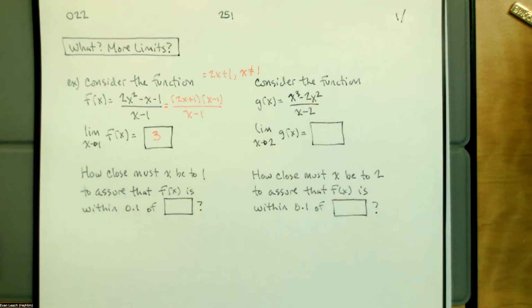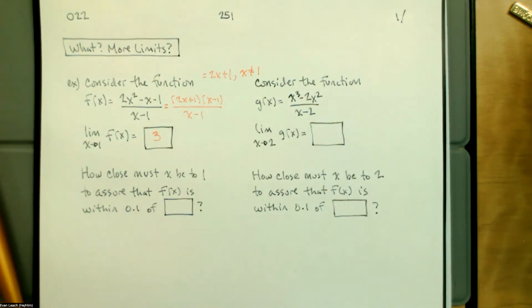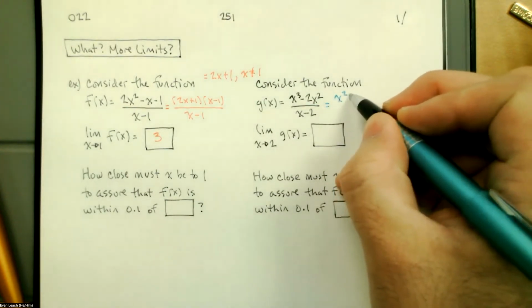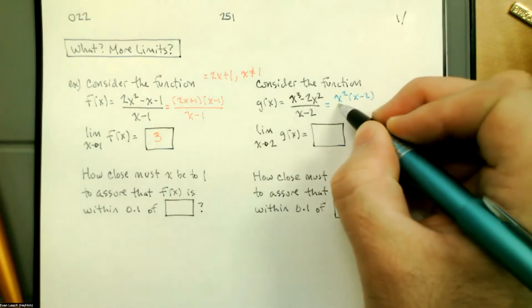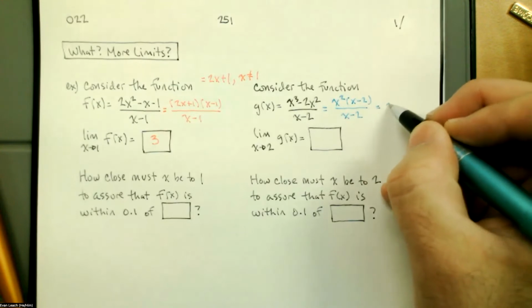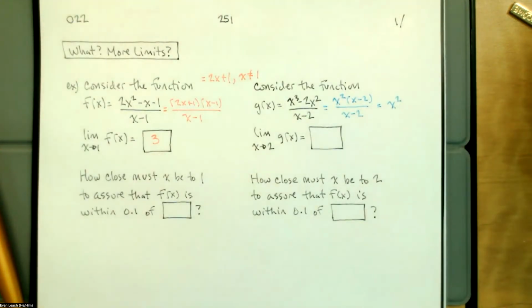The same thing happens over in our g of x. There's this x minus 2. That's what's causing our problem. We can't just plug in the 2. So we're going to rely on a little bit of algebra. This is a blue problem. And notice we can factor an x squared out of the numerator, and that will conveniently leave behind an x minus 2, which will be subject to canceling. So we can simplify g of x to x squared so long as x is not equal to 2.